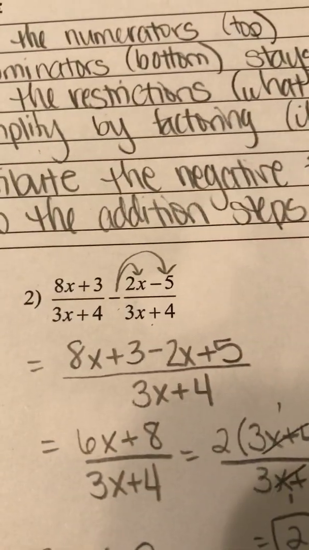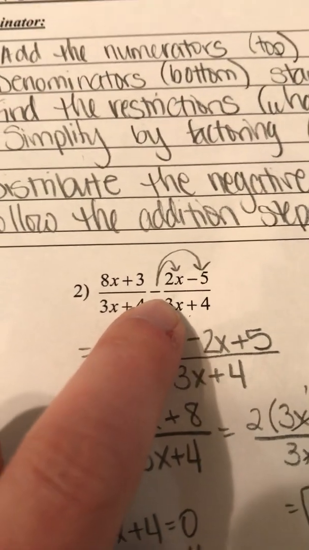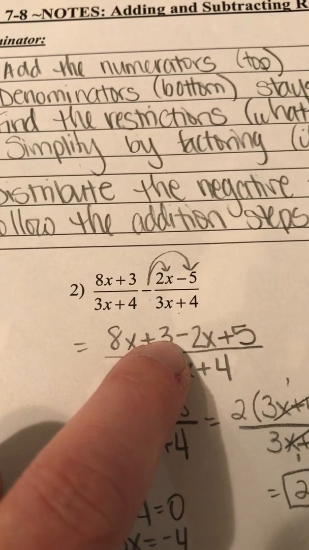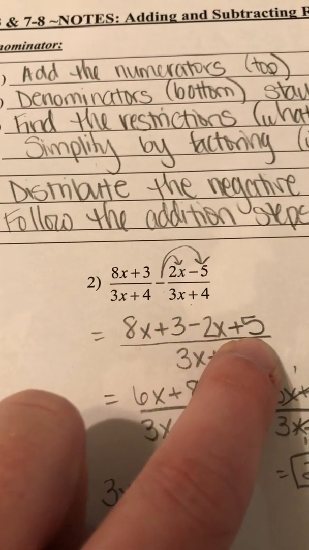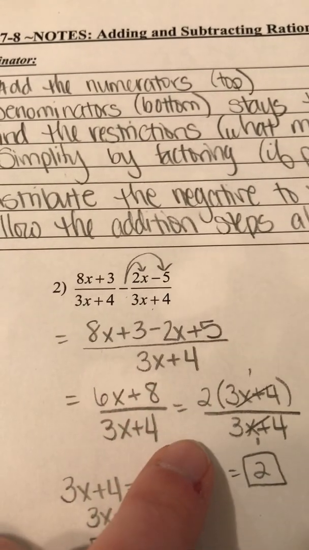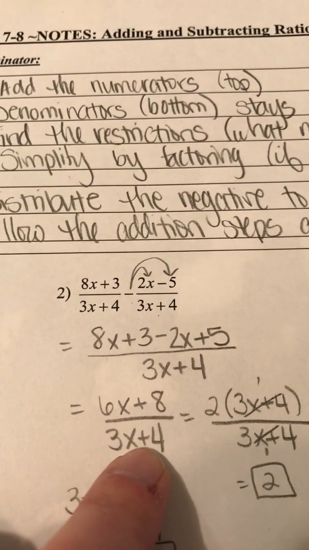Okay, for the second one, we're subtracting. So we need to distribute the negative. When you distribute, make sure you do it to both pieces. So I get 8x plus 3 minus 2x plus 5. Okay, denominator stays the same. Go ahead and combine like terms. You get 6x plus 8 over 3x plus 4.